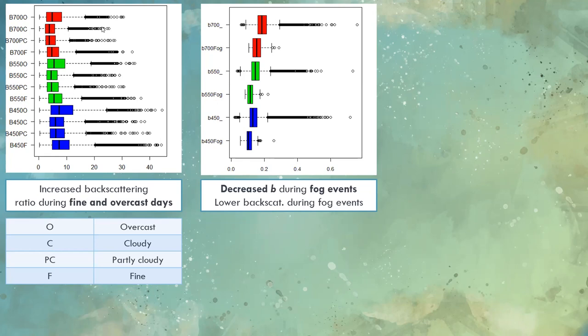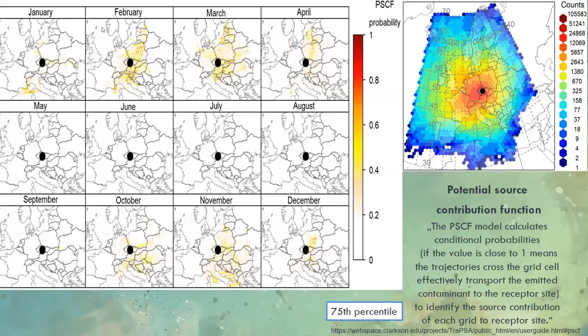Here in this figure, you can see the impact of fog on scattering properties. Fog is written here for separate wavelengths. We also found that there is a decreased backscattering ratio during fog events, which means that the cooling of our atmosphere by aerosols is lower during fog events.